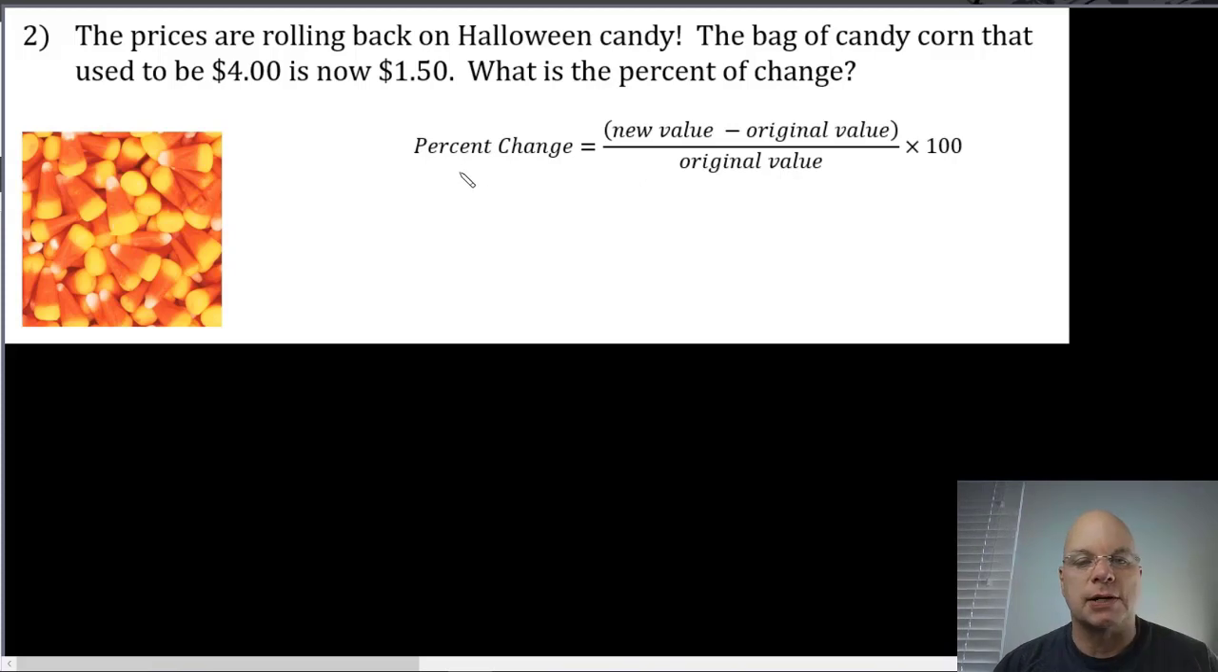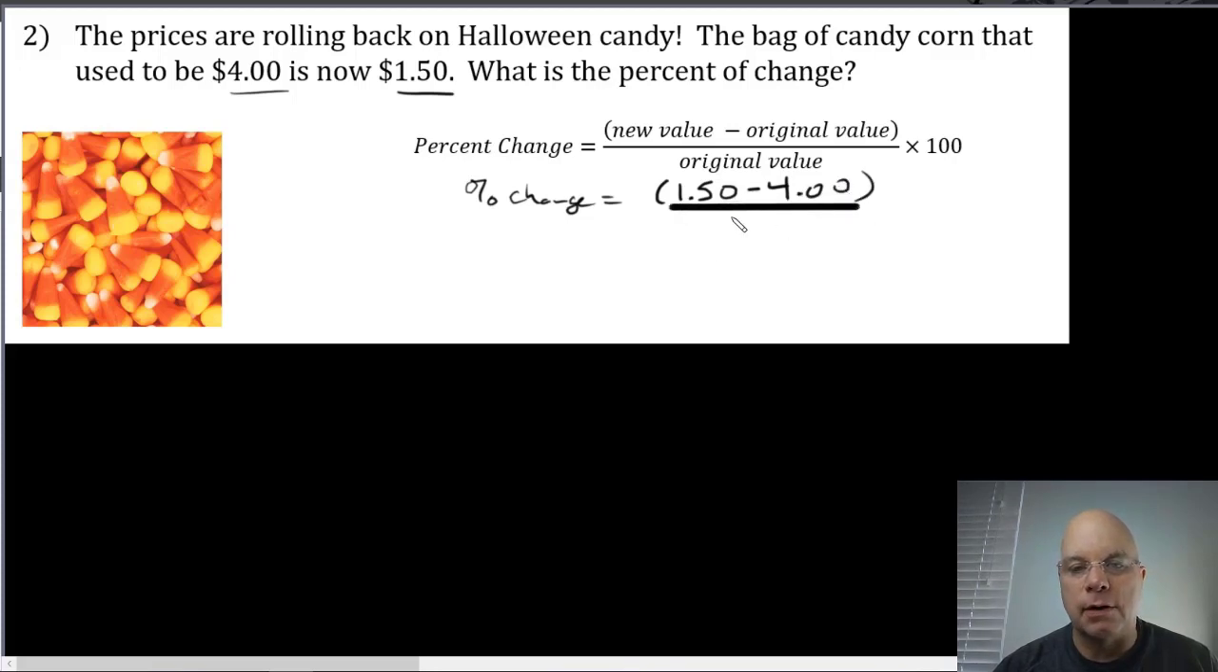If you're already given the percent change, I think it's easier to just use a ratio table. And I'm actually going to show you both ways on this problem. The percent change will be equal to the new value, which in this case is $1.50, minus the original value, which is $4, divided by the original value, $4, and then multiplied by 100.